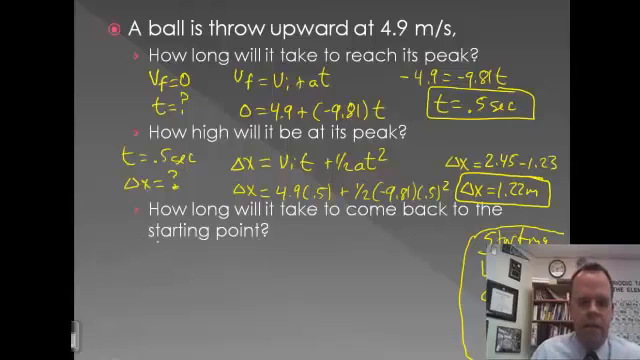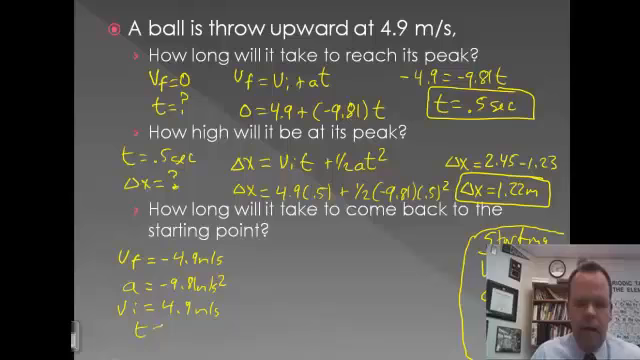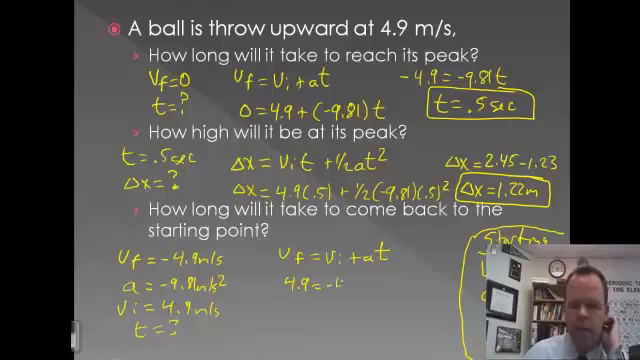Third problem, how long will it take to reach its starting point? I know my starting point will have the same velocity as where it started except in the opposite direction. So now my velocity will be negative 4.9. Acceleration still negative 9.81. I know my initial velocity is 4.9, and I'm looking for time. So I will use Vf equals Vi plus At. So 4.9 equals negative 4.9 plus negative 9.81 t.